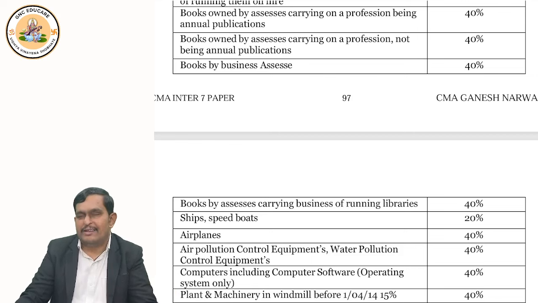If it is oil wells, 15%. If it is ships, it is 20%. Are you able to remember? Ships, 20%, oil wells, 15%. And finally, if it is a semiconductor chip, a circuit.